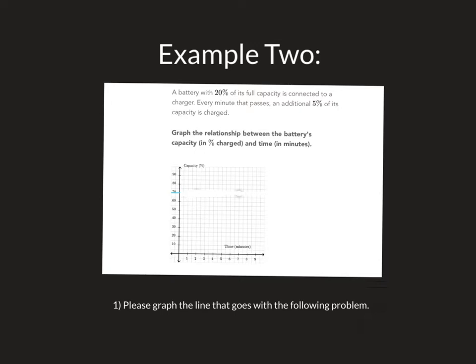A battery with 20% of its full capacity is connected to a charger. Every minute that passes, an additional 5% of its capacity is charged. So to me, there are 2 really important pieces of information. The first is a battery with 20% of its full capacity, okay? And the second part is every minute that passes, an additional 5% of its capacity is charged, okay?